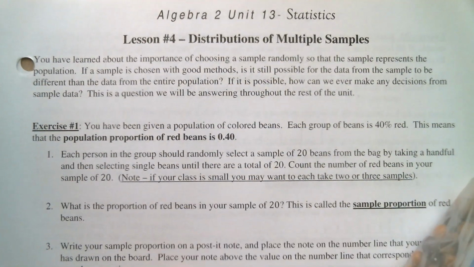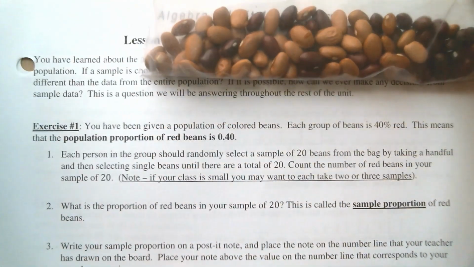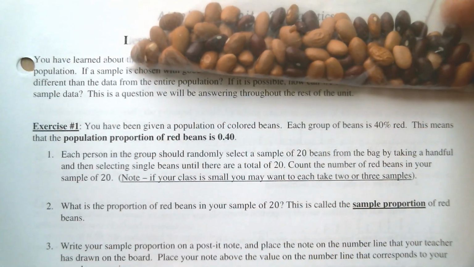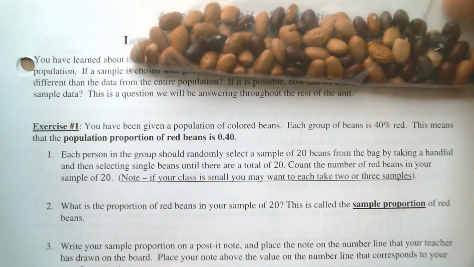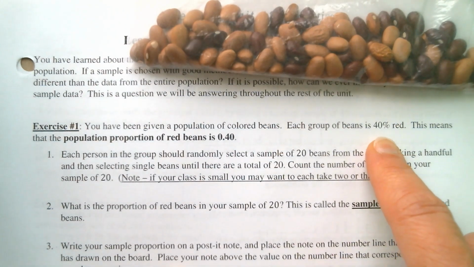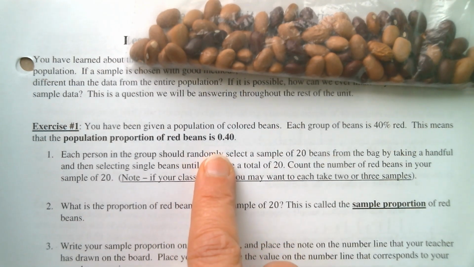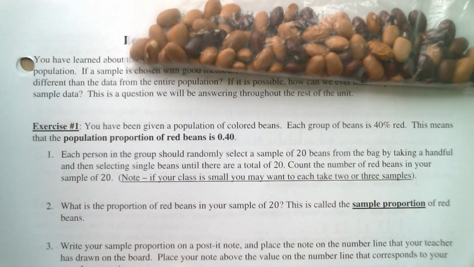So we have this bag here, and I'll tell you it contains 100 beans. Some are tan, some are red. Each group of beans is 40% red. So if it's 40% red and there's 100 beans, then how many beans are red? Well, there would be 40, because 40 out of 100 is a population proportion of 0.40, which is the same as 40%.